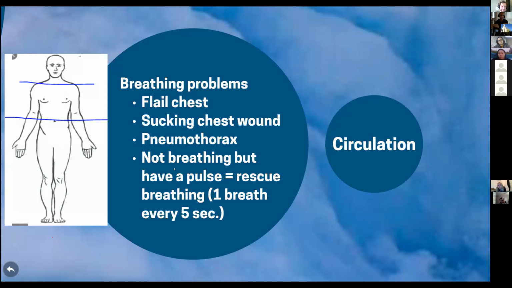And then say, this is common with submersions in water. If an individual is submerged in water and you pull them out and their heart is still beating, so they have a pulse, but they're not breathing, you do rescue breathing. So for an adult, that's 1 breath every 5 seconds. So again, they have a pulse, but they're not breathing. You do rescue breathing. They need oxygen, they need air, so you give them 1 breath every 5 seconds.